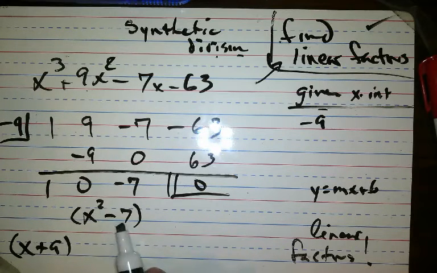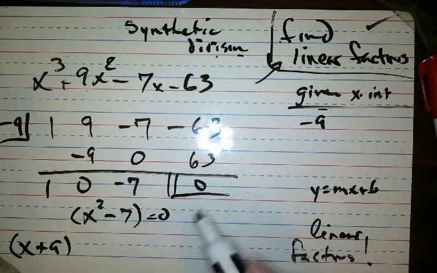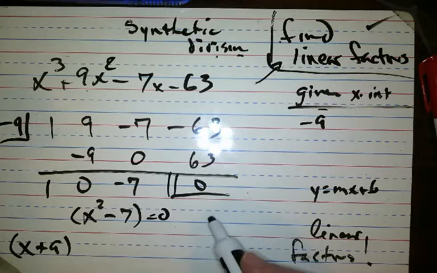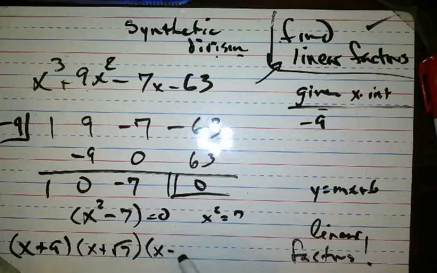And I have to find numbers that make this multiply out. And we did this yesterday. We know how to solve this. We would say x squared equals 7, and then take a square root. That means x is square root of 7. So that means x plus the square root of 7 and x minus the square root of 7 are the linear factors. How can that be?